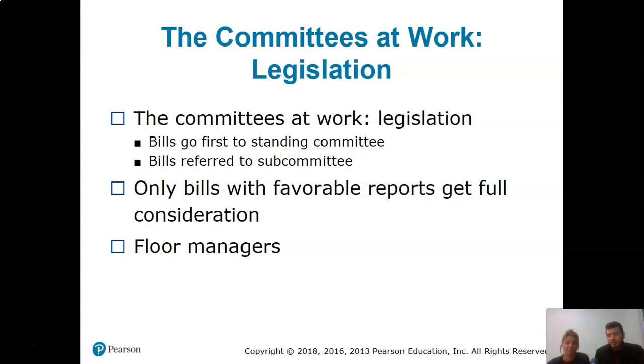Yes. Only the bills with favorable reports from the subcommittee get full consideration, and they have to look at all types of bills, and I imagine there's all kinds of things they have to get to. Oh yeah, not everything's going to be good. So they're only going to send forward the ones that they report on favorably. It's like the how a bill becomes a law video that we're going to probably watch in class.